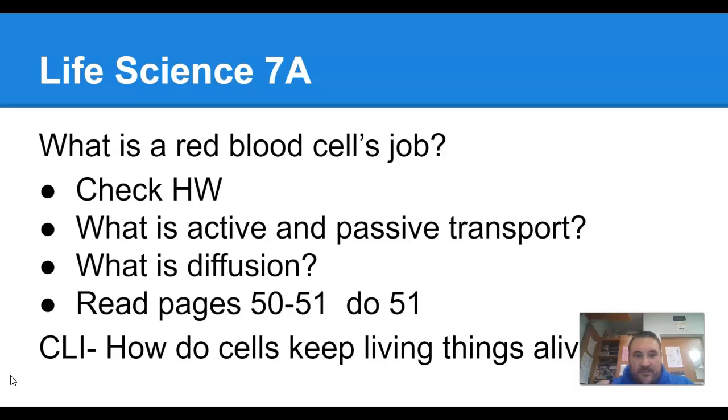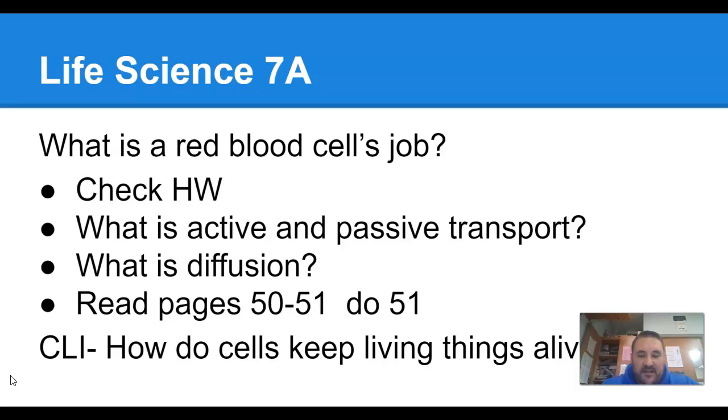This is Mr. Hescox. We've been talking about cells and their jobs and their different organelles. The last class, we talked about different types of cells, and one of those types of cells was a red blood cell. And if you were answering this question, you would say that a red blood cell's job is to carry oxygen to your other cells.